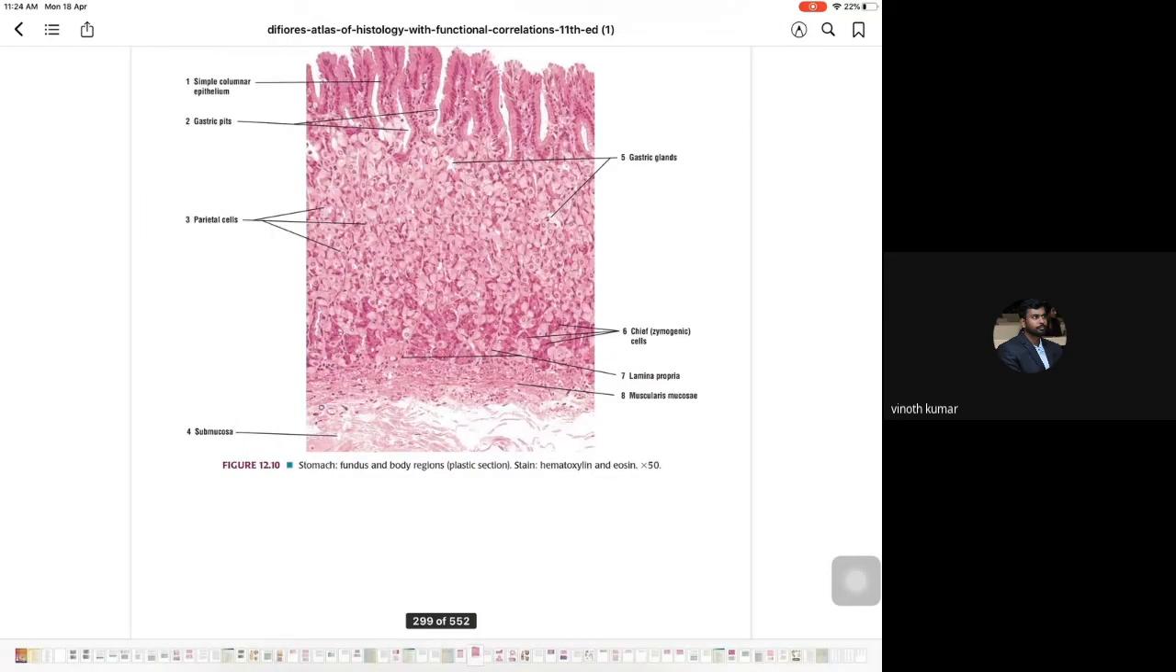Stomach of fundus and body region, plastic section, stain hematoxylin and eosin at 50 magnification, shows a simple columnar epithelium, gastric pits, parietal cells, and submucosa. On the right side, gastric glands, chief zymogenic cells, lamina propria, muscularis mucosa. Again, uniform size, shape, distribution, and all the glands are sitting on the muscularis mucosa.